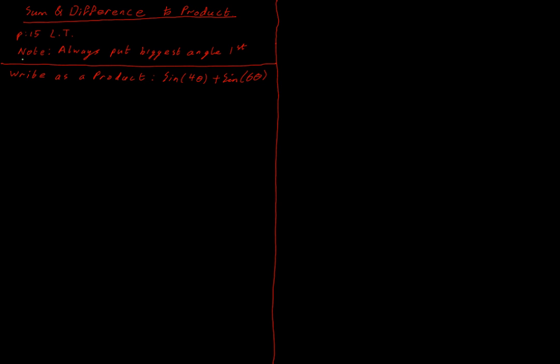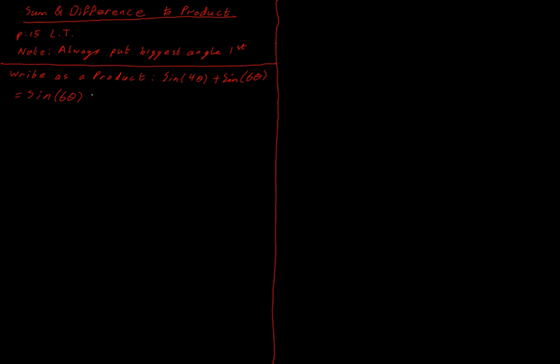An important note on avoiding negative angles is that we are always going to rearrange these questions so that the largest angle is first. Always put the biggest angle first. So if we look at our first example here, write as a product, sine 4 theta plus sine 6 theta. Well, sine 6 theta is bigger than sine 4 theta, so I'm going to rewrite that as my first step to have the 6 theta first.